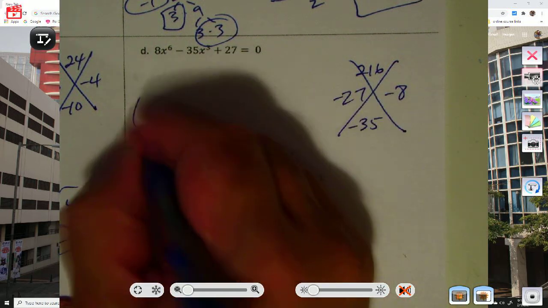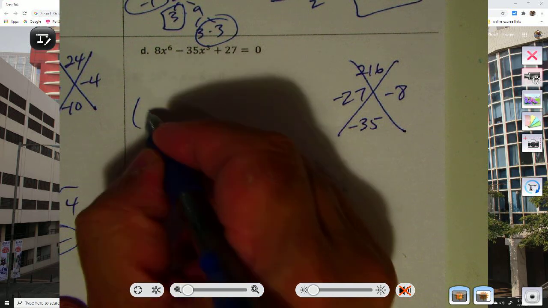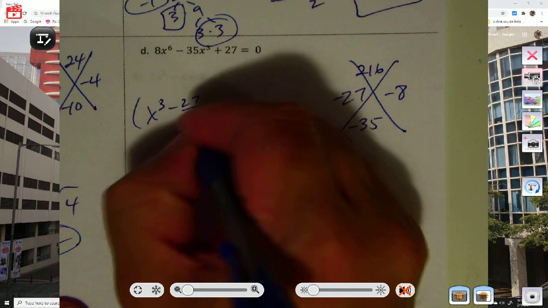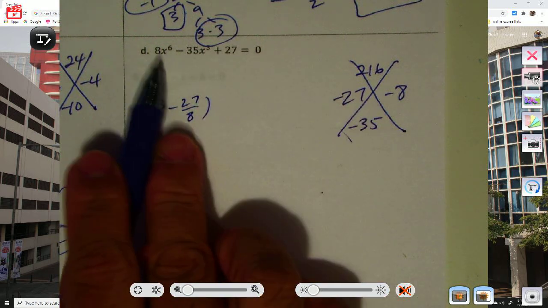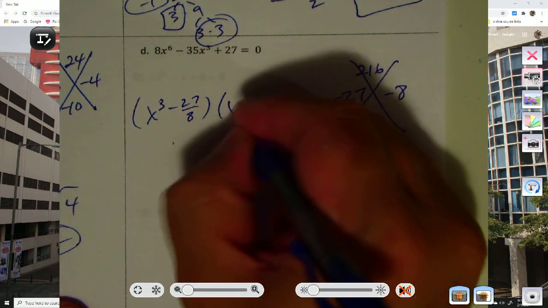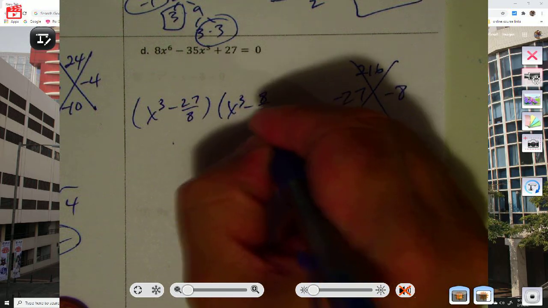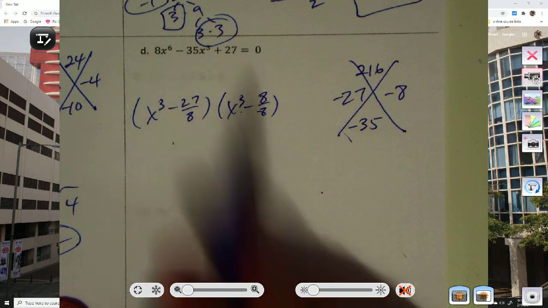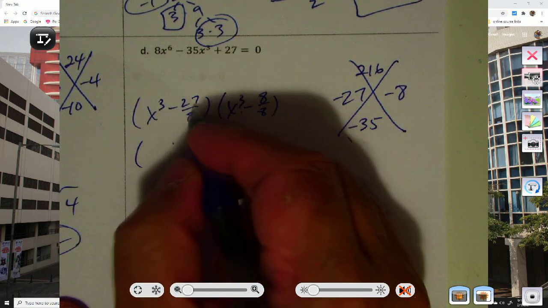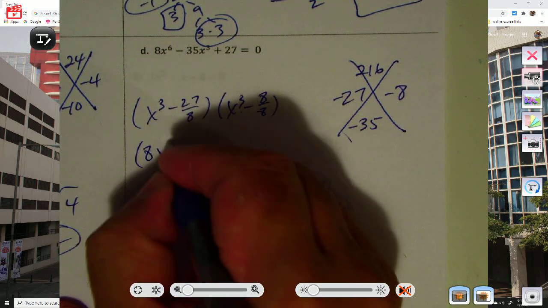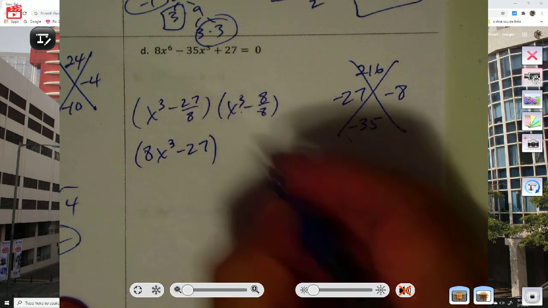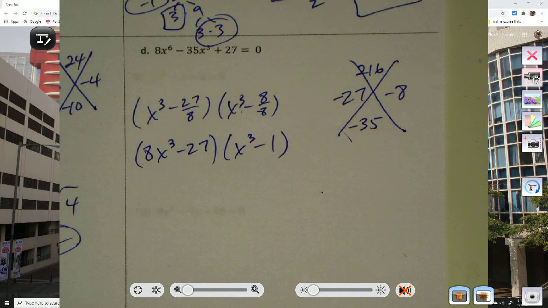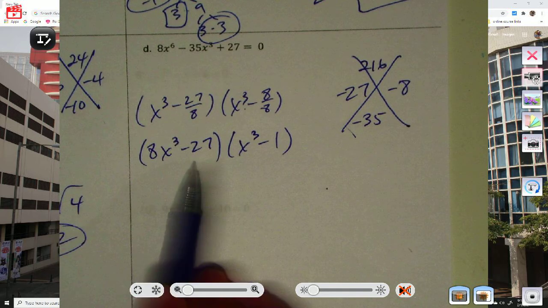So, using the Lizzie method, take half that exponent, so it's x cubed, and then it's minus 27 over the leading coefficient, right? This 8 comes from this 8, okay? And then x cubed minus 8 over 8, right? The top 8 is this 8 over here, and the bottom 8 is that leading coefficient again. Simplify this if you can. 27 over 8 cannot be simplified, so I bring the denominator up. 8 over 8 can be simplified. It's 1. And what you have is a difference of 2 cubes twice.